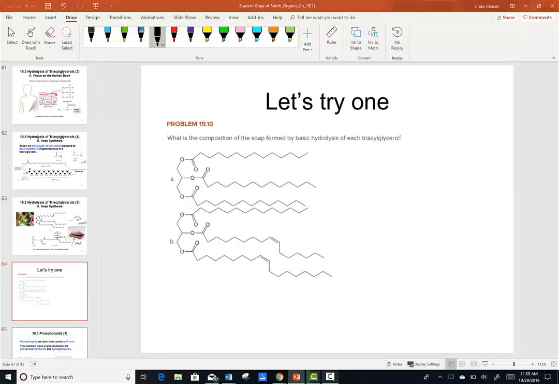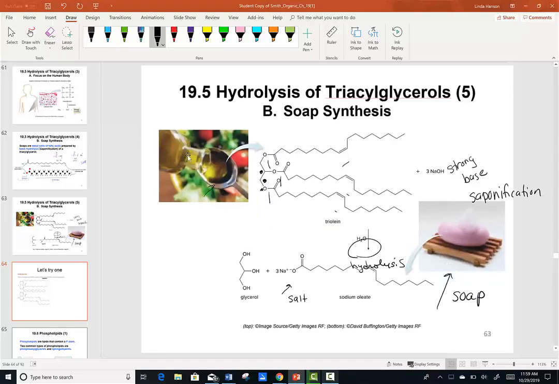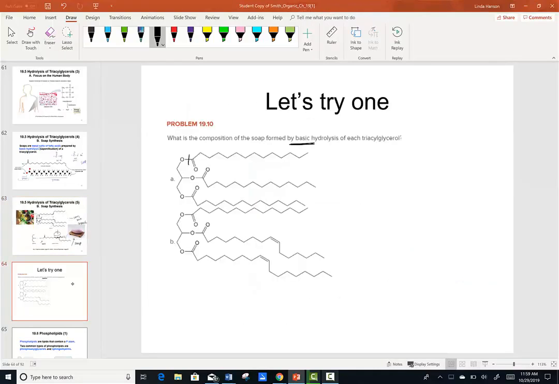And we can try one here. What is the composition of the soap formed by the basic hydrolysis of each of these triacylglycerols? So for the composition of the soap, we're going to break the ester linkage, and instead of forming the acid, we end with a sodium ion from the saponification. So of course we know that the triglycerol, I'm not even going to bother drawing that because you know that also forms every single time we break it apart. The original backbone comes back to us.